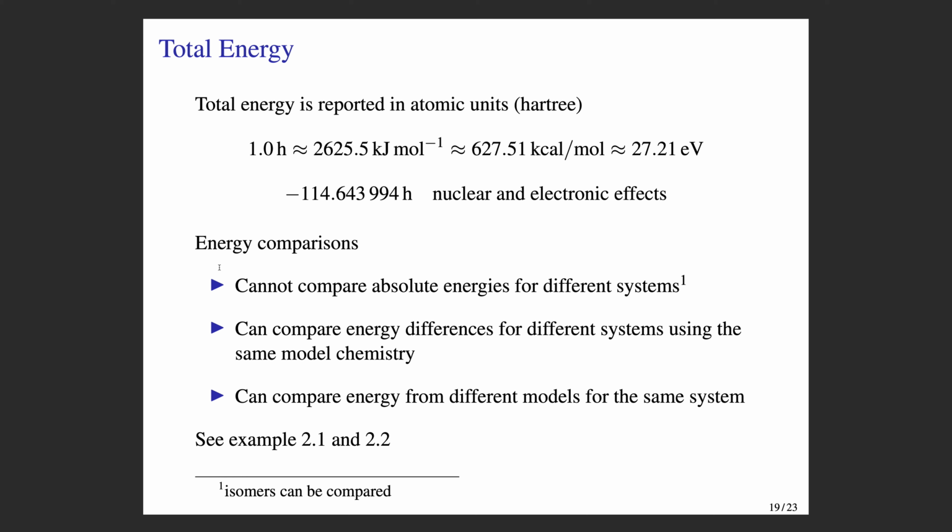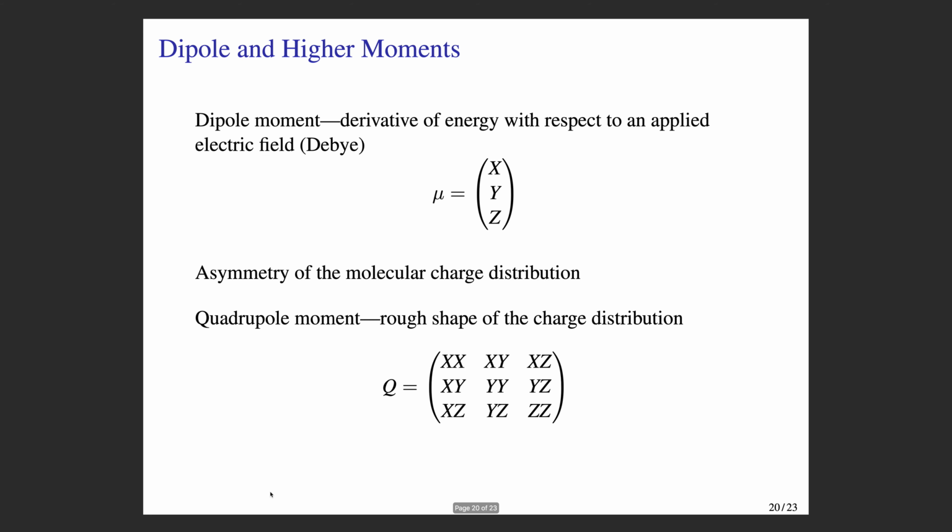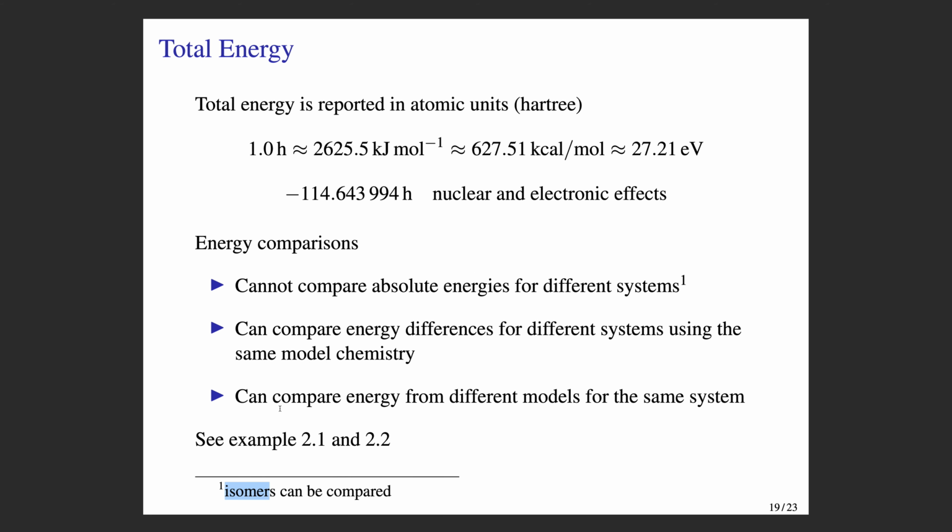Here are some rules. These are important rules. It's important that you use the energy that you calculated properly, because there are things you can do and things you cannot do. One thing you cannot do is compare the absolute energies for different chemical systems. That has to do with the numbers out in front. These numbers are going to vary wildly for different molecules. As I said before, a small molecule is going to give you a small value here, and a large molecule is going to give you a large value. So there's no use in comparing the energy for one molecule to the energy of another molecule. Now, one exception to that is isomers. You can compare isomers because they have the same number and type of atoms, and they have the same number of electrons.